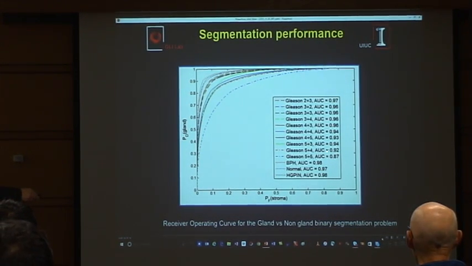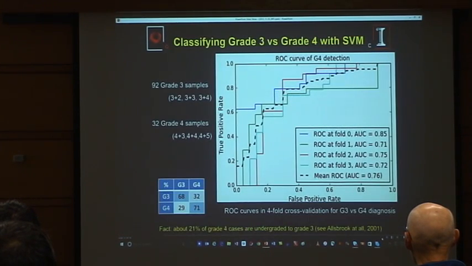So that's why our area under the curve for 5 plus 5, these glands are disappearing essentially. So that's why our accuracy is not so good. But overall, I think it's not bad. So around here in the middle, it's 96%. That's pretty good. So here's the first result on distinguishing between grades 3 and 4.